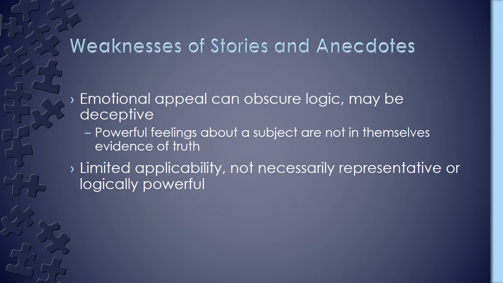The primary weaknesses of stories and anecdotes are really the flip side to their strengths. The emotional appeal that's so useful when using a personal story can also obscure the logic and can even be deceptive by riling up people's anger or sympathy. Just because someone has powerful feelings about a subject, just because you can excite those powerful feelings, doesn't mean that there's evidence of truth. So it can be easy to get people on your side by telling an inflammatory story or a very pathetic story that excites their pity in order to get them to not think about logical issues and focus on the emotional issues.